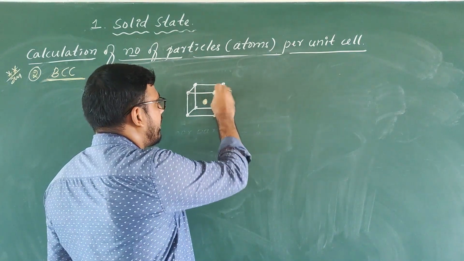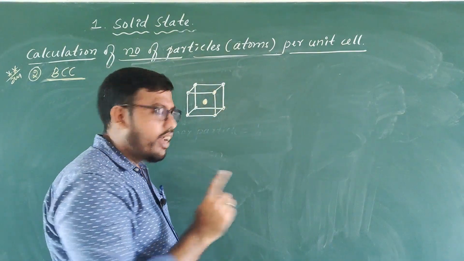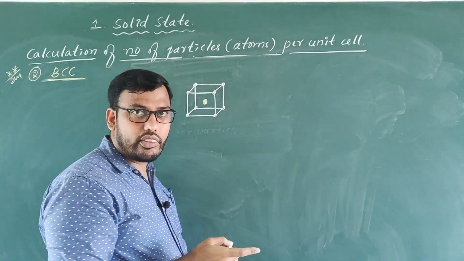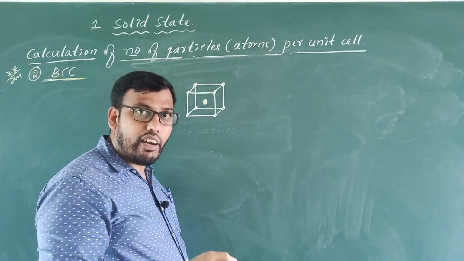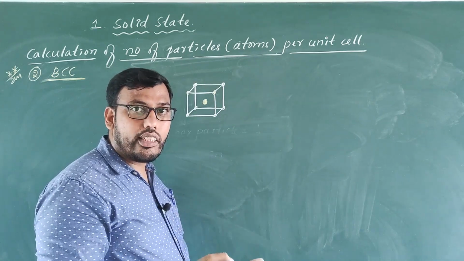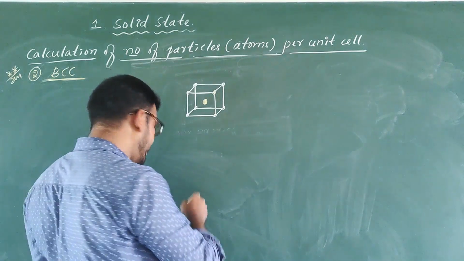Those particles, those present at the corners and the particle which is present at the body center. That's why there are two types. If you want the total number of particles, you have to add up both the particles along with their contributions. So okay, first I will write.